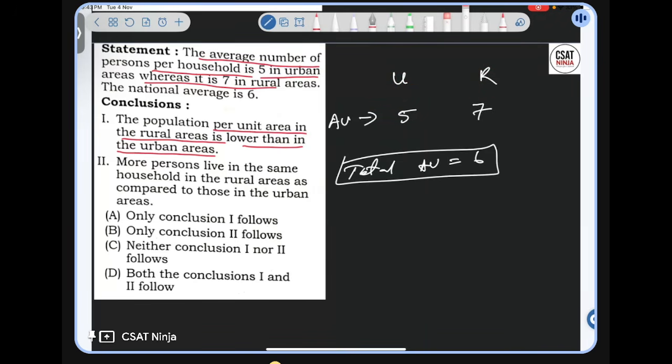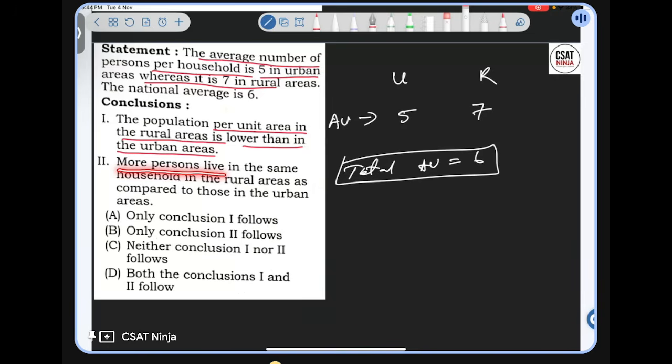The average number of people in an urban area, in a family, is 5%, okay? And in rural areas, the average number of people in a family is 7. That's what is given. So conclusion number 1 is a little bit critical. So let's go to conclusion number 2 for once.